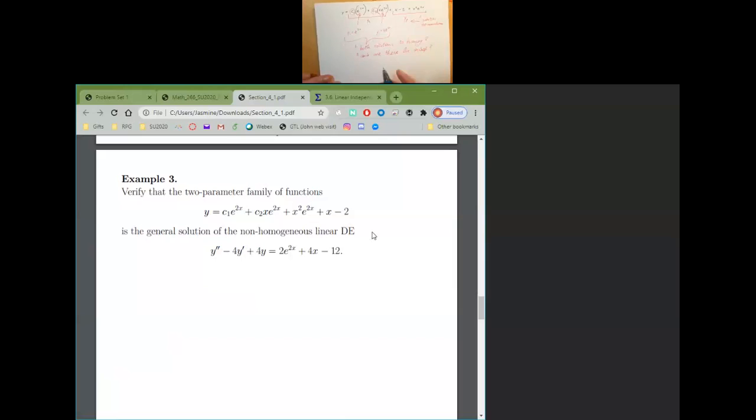So the homogeneous differential equation here is y double prime minus 4y prime plus 4y equals 0, right? And so this should be quick enough to check. I'm going to let you handle that yourselves. It says verify that this is true. It is the case that this will be the general solution to this non-homogeneous differential equation.